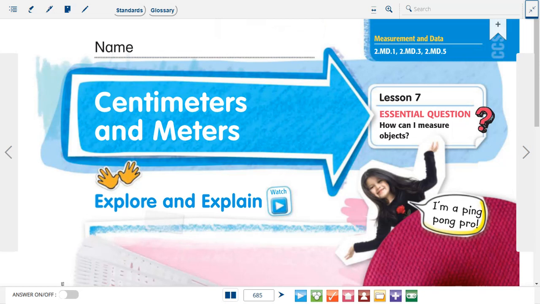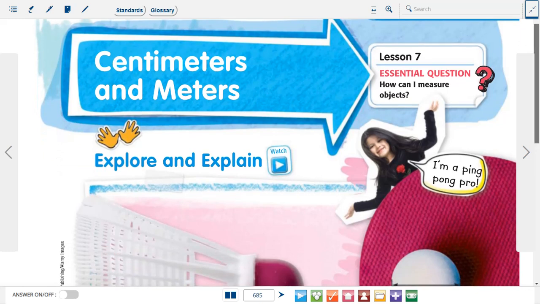Now we're going to take some important lessons from chapter 11. So we're not going to take all of chapter 11. We're going to take about 4 or 5 lessons, which are the most important lessons for you. Today we're going to take lesson 7, centimeters and meters, page 685.